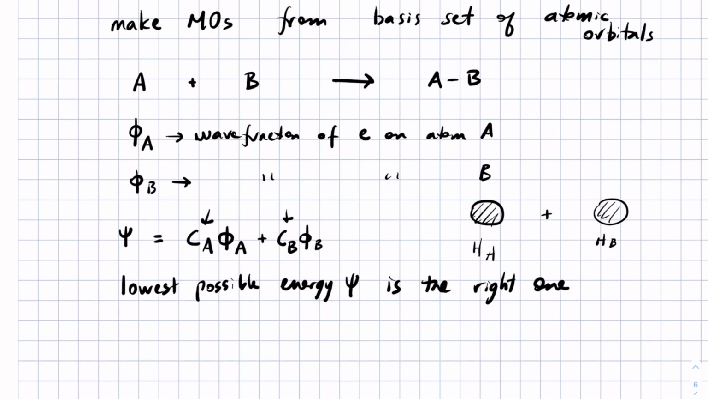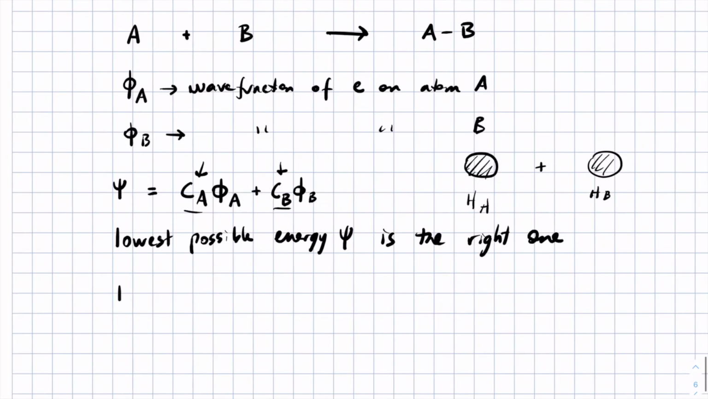And so what we're going to do is minimize the energy associated with this wave function. We're going to vary these coefficients until we get the lowest possible energy. So let's start with the Schrodinger equation.